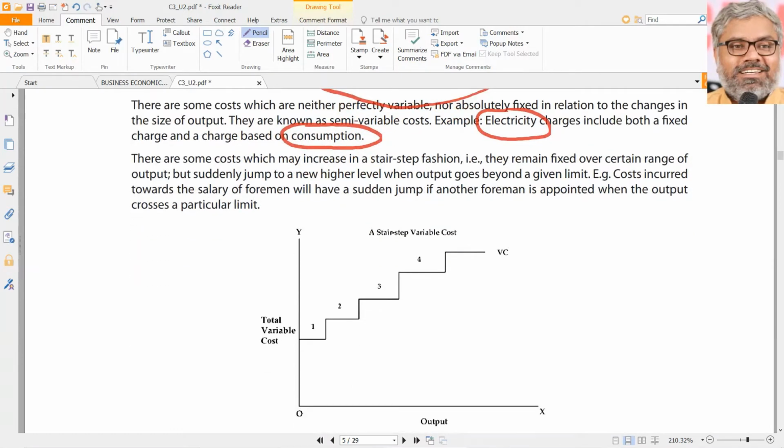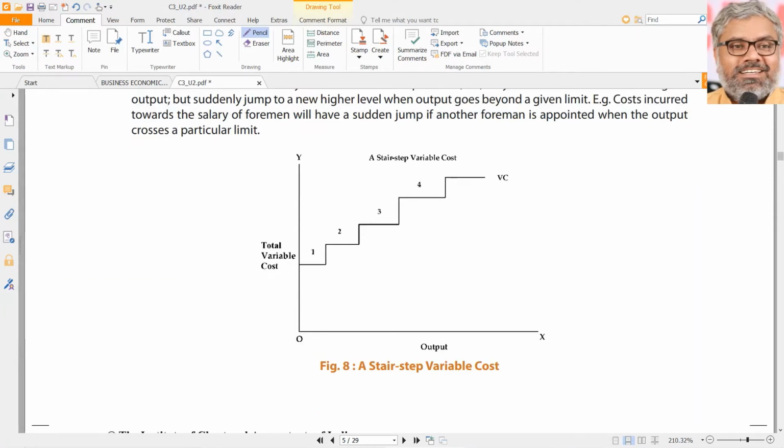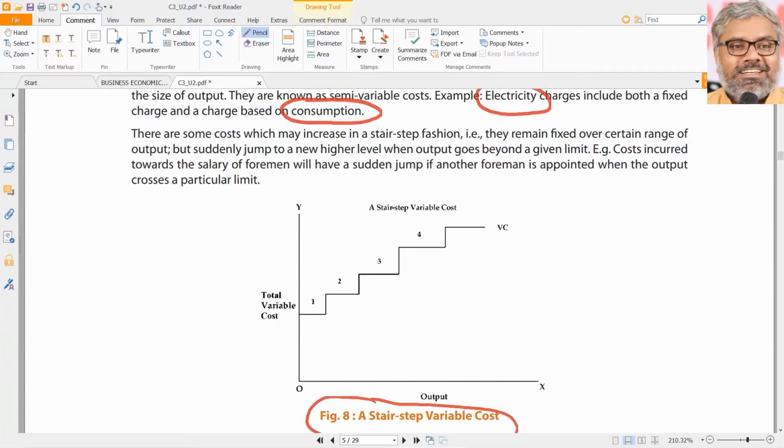And there is another type of costs which can be called semi-fixed cost, or popularly called as step costs, stair-step variable costs, or sometimes called semi-fixed cost also. Either way it can be called. Step cost is the popular word used for it. So what will be such type of costs, and why would they become like steps?